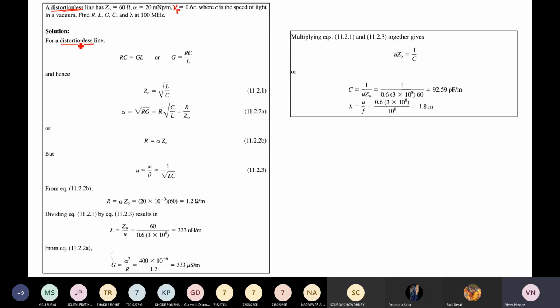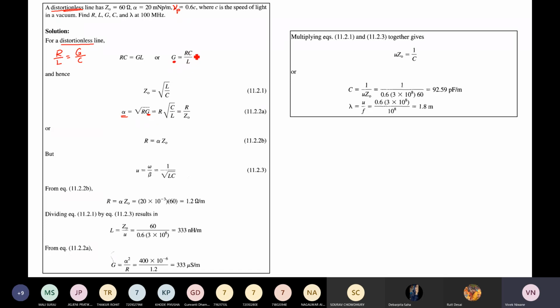So for a distortionless line, we have R upon L is equal to G upon C, or we can say that RC is equal to GL, or G is equal to RC upon L. And hence, since Z0 is equal to root L upon C, this is the characteristic impedance of a distortionless line. This is alpha for a distortionless line. We can put it in terms of the characteristic impedance. Alpha is equal to under root RG, which is R under root C upon L. Why? Because we have placed the value of G from here.